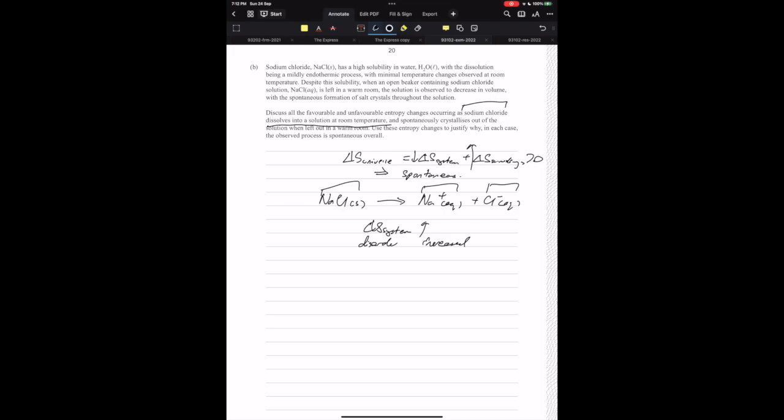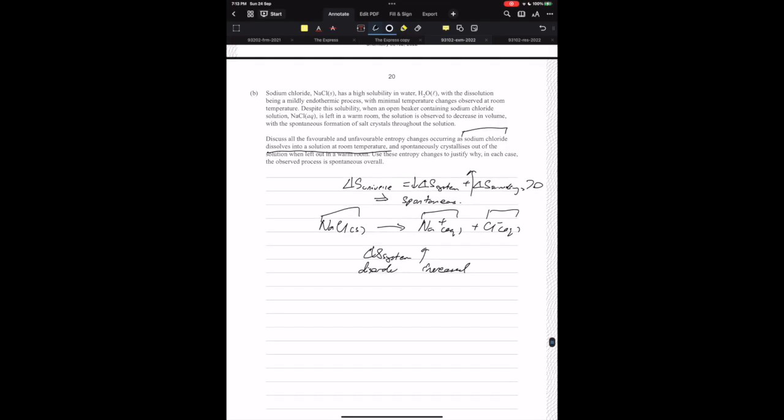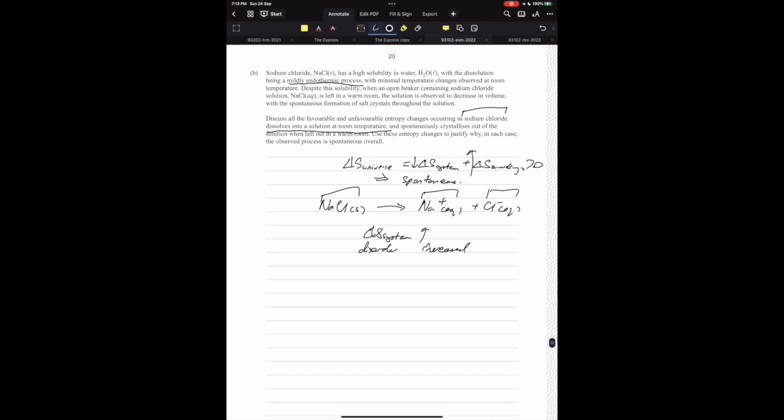But we also have to consider the entropy of the surroundings. They tell us it's a mildly endothermic process, which means that once it dissolves, the delta H is greater than 0. So it absorbs energy from the surroundings, and that would actually cause the temperature of the surroundings to decrease because it is absorbing energy. And at the same time, the entropy of the surroundings would decrease, because if you lose temperature, then the particles in the surroundings are vibrating less, so it's less chaotic, less disordered, and so the entropy of the surroundings decreases.